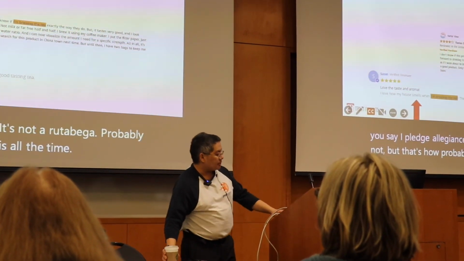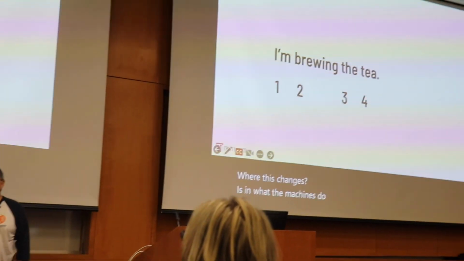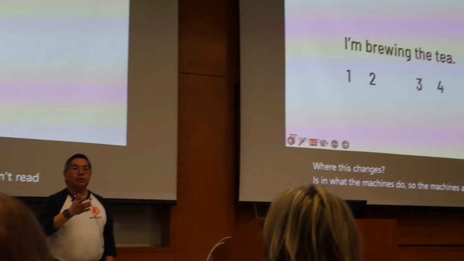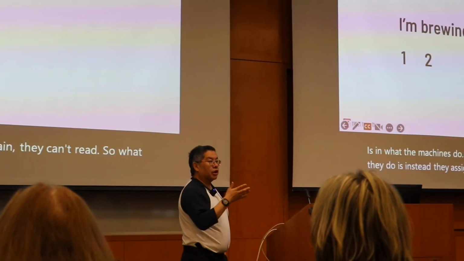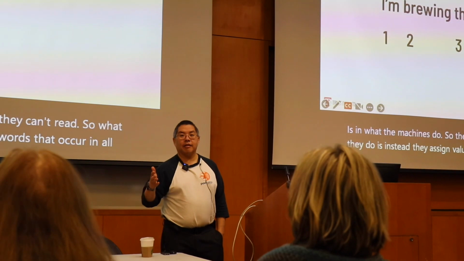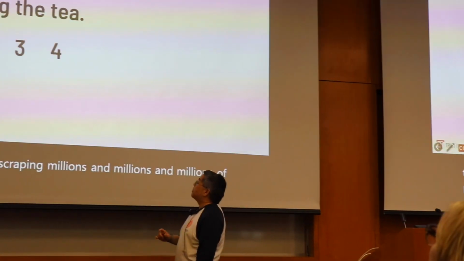Where this changes is in what the machines do. So the machines, again, they can't read. So what they do instead is assign values to each of the words that occur in all these texts that they've been scraping, millions and millions and millions of pages. Here's a very short example. I'm brewing the tea.